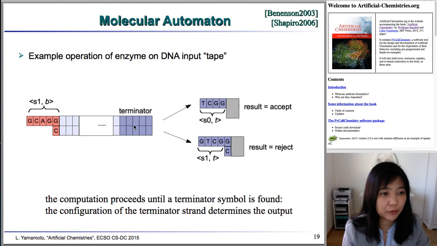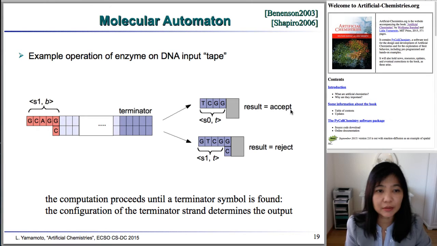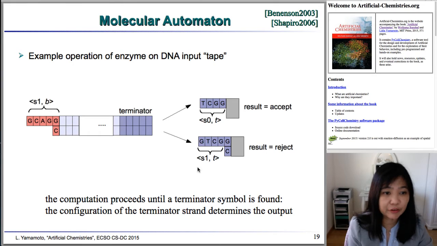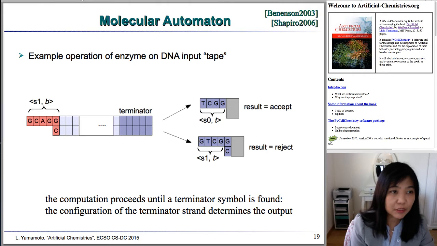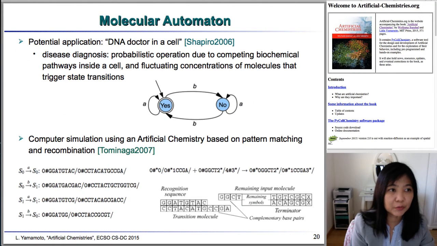The terminator symbol is cleaved, and then it exposes the final state of the machine. If the final state is S0 in this case, for instance, it means that the input string of symbols has been accepted. And if the final state is S1, for instance, it means that it is rejected. So this is an example where we had a lot of molecules competing to bind, but at the end we always have the same result. So in spite of the stochastic nature of the system, we can still have a deterministic outcome.